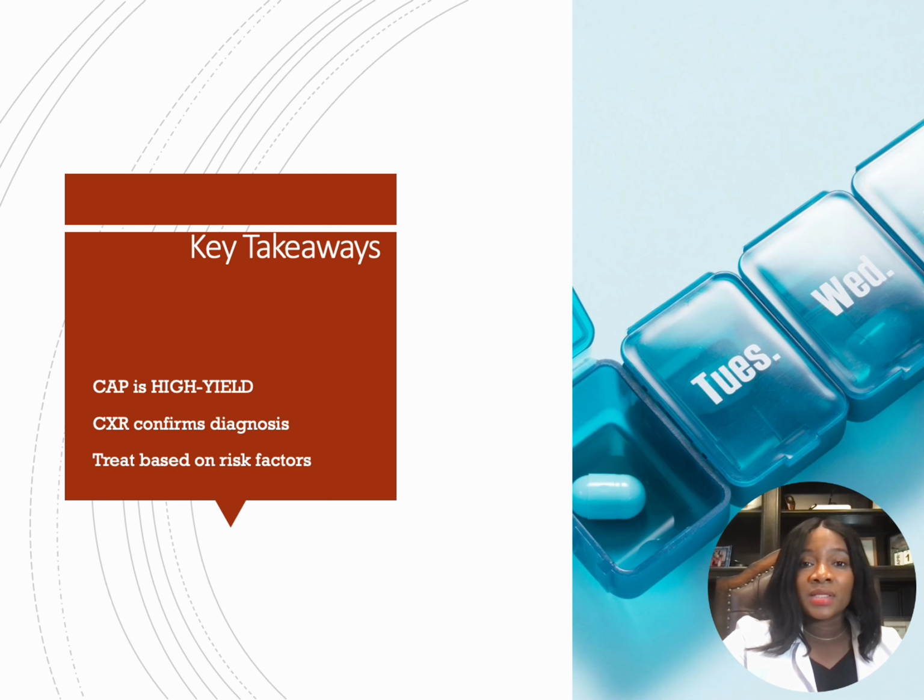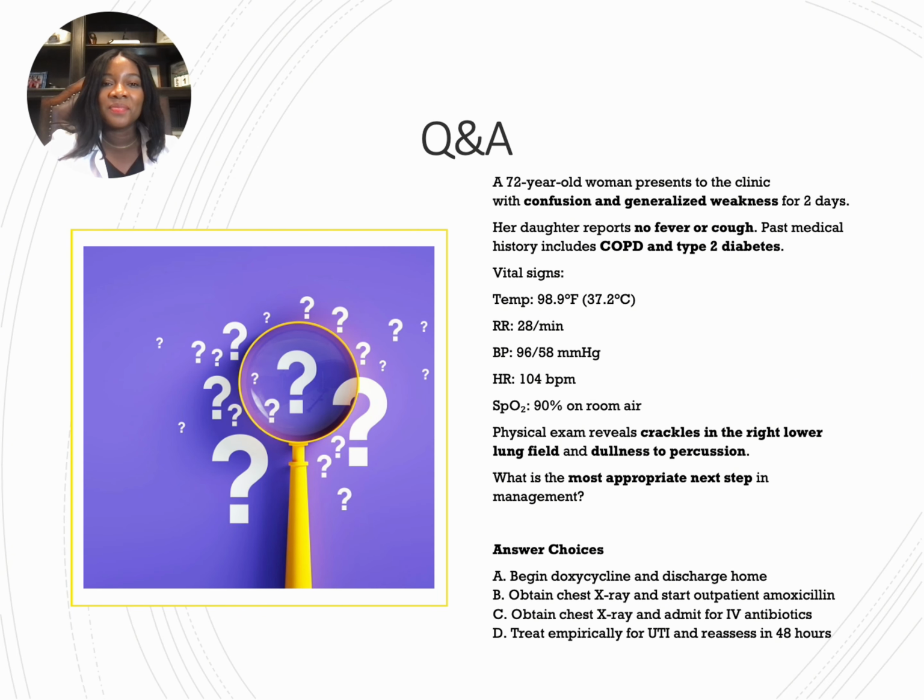If you remember nothing else, remember this. Community-acquired pneumonia is extremely high yield. Always confirm with chest x-ray and tailor antibiotics to patient risk factors. You made it to this slide, so now let's do a quick Q&A.